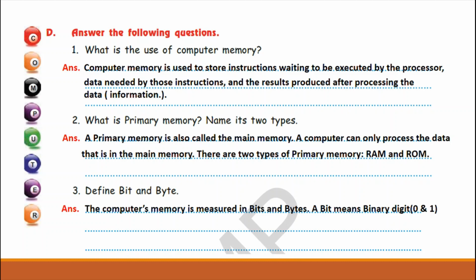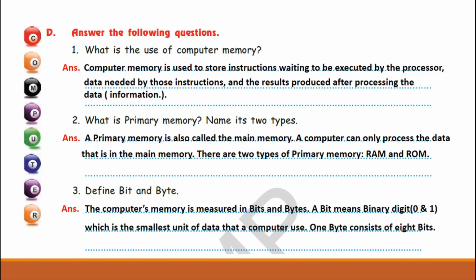The computer's memory is measured in bits and bytes. A bit means binary digit, that is 0 and 1, which is the smallest unit of data that a computer uses. 1 byte consists of 8 bits. It is the basic storage unit in memory. Now let us move to next exercise.